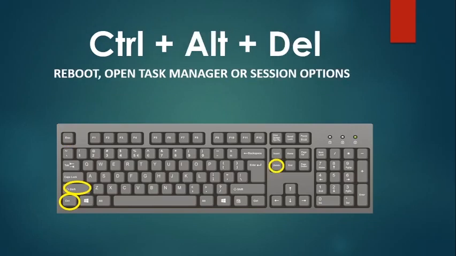Next one is Control Alt Delete. This has a similar function as the last one. This takes you to a screen where you can either restart the computer, power off, or it also gives you an option to open the task manager as well. So you can do a similar thing as the last key, which is when you're stuck, you can open the task manager to actually close that application.